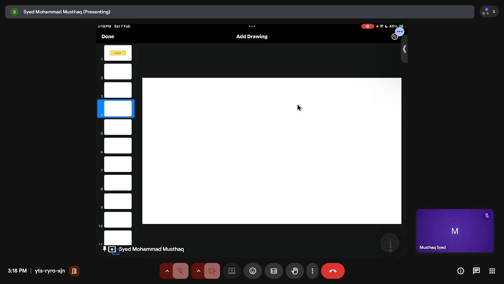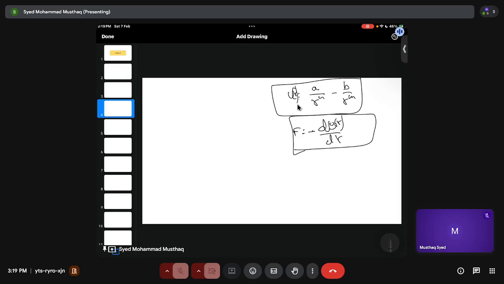And we know this very well, it is very famous: A by R power n minus B by R power m. It is like the potential energy between two atoms. Now for the force, you just differentiate with respect to R, and it gives the force between two particles. Now when you draw this diagram, it will look like this.